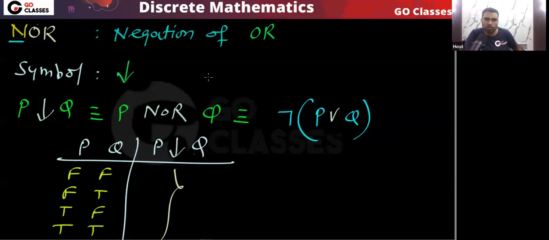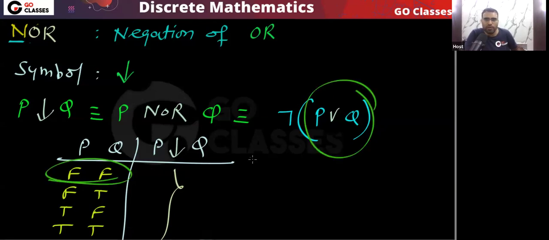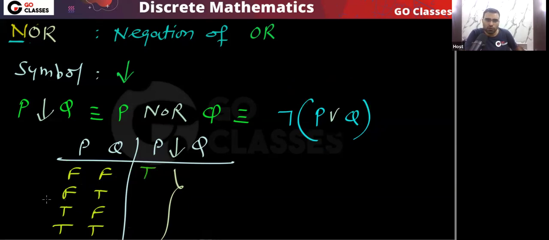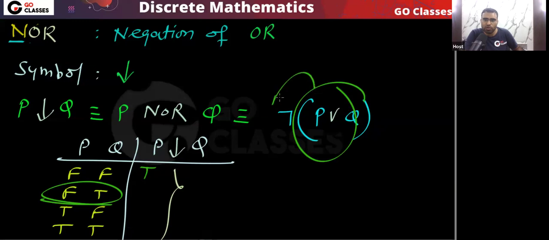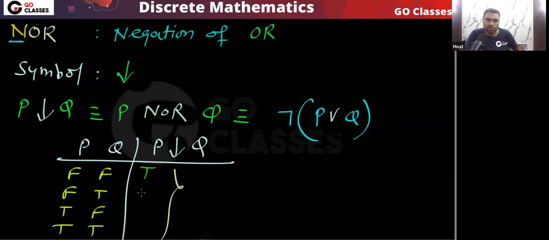Okay, so what will be the truth table? The truth table will be very simple. Remember, for this combination, or will be false, so negation will be true. For this combination, or will be true, so negation will be false. Yes or no? For these combinations, or will be true, so negation will be false. So this is the truth table of NOR. I hope all these points are clear.